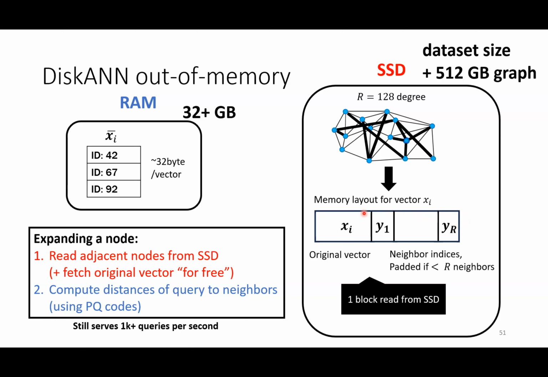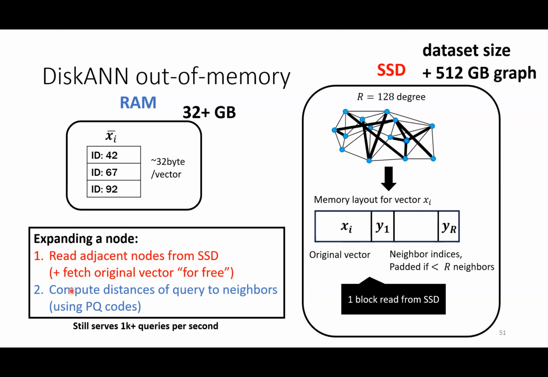Now you have to carry out the search. You check a node, and you look at all of its neighbors. So you inspect this node, you read all of the adjacent nodes from your SSD. They're right over there in this block. Then, as the good part, you can also fetch the original vector because it stands right next to it. Then you have to compute distances because you have to put them in the candidate list again. What you do is you do this only with the PQ code. So this is lossy, what you put on your candidates.